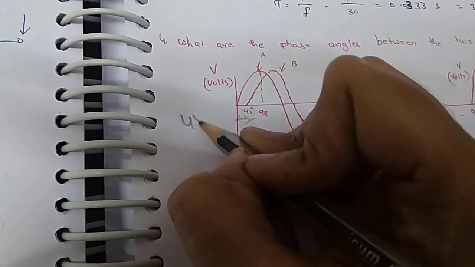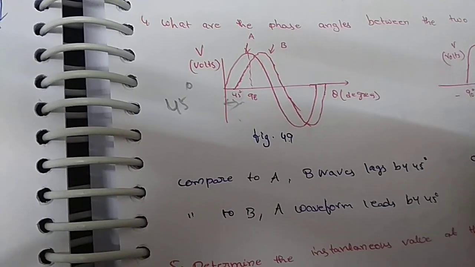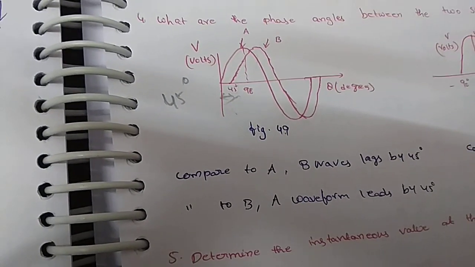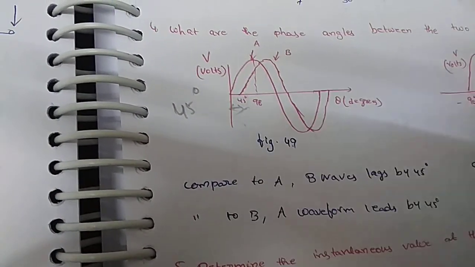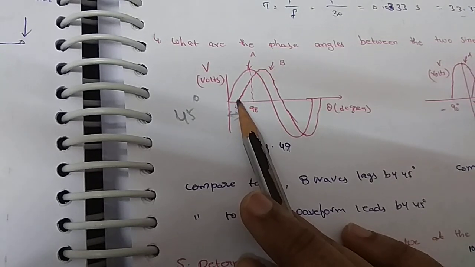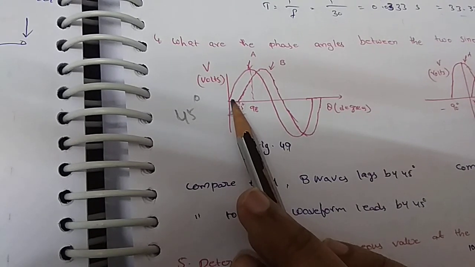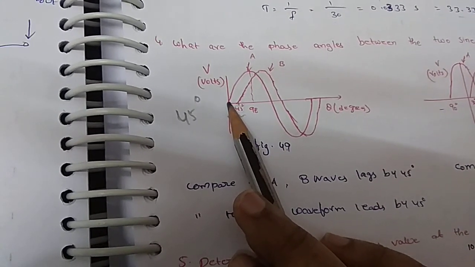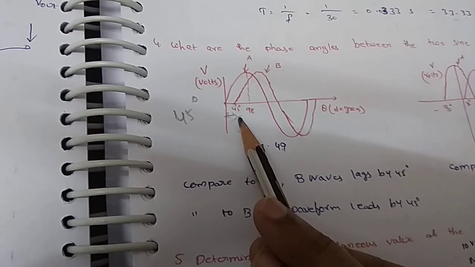That is sure: the phase difference between A and B is 45 degrees, but we can also distinguish which is leading and which is lagging. Comparing to B, A leads by 45 degrees, because here I am considering this as the comparative point, as 0. Compared to my 0 point, A leads by 45 degrees. Otherwise, if I consider the A waveform as the reference point, B is lagging by 45 degrees. I think you may understand this.